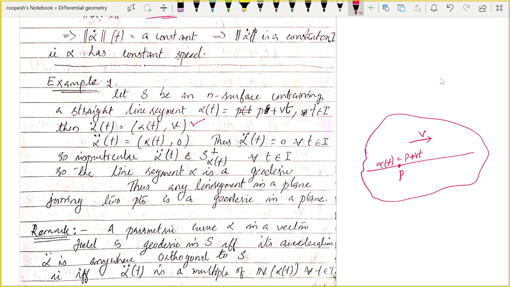So we can conclude that alpha double dot of t belongs to S perp at alpha of t, since any vector you consider in this surface will have dot product 0 with alpha double dot of t. That means the acceleration is everywhere orthogonal to S. Thus we can conclude that the line segment in a plane joining two points is a geodesic in the plane.